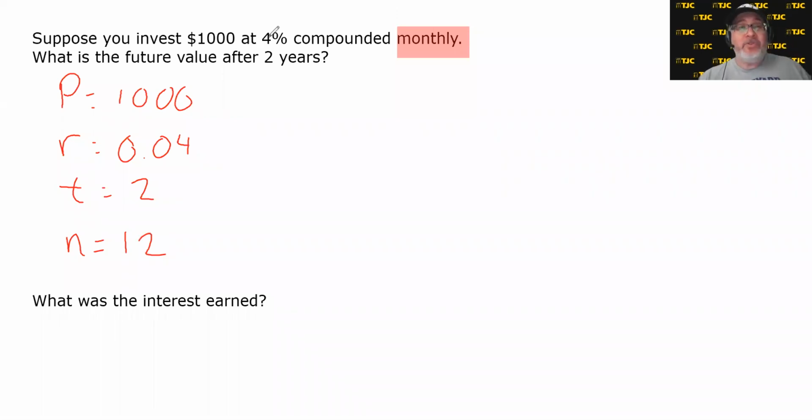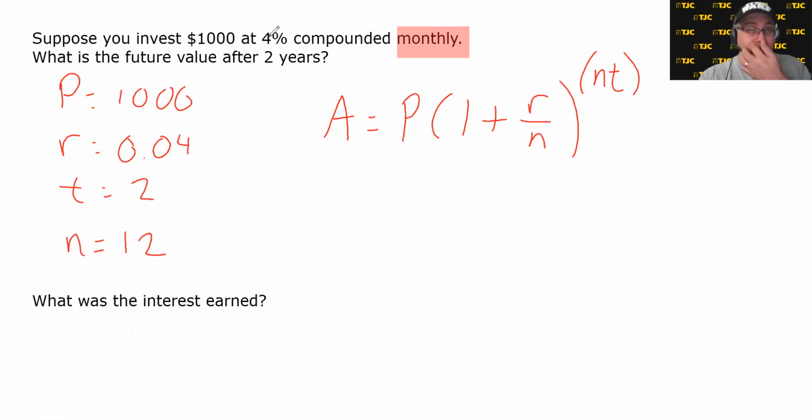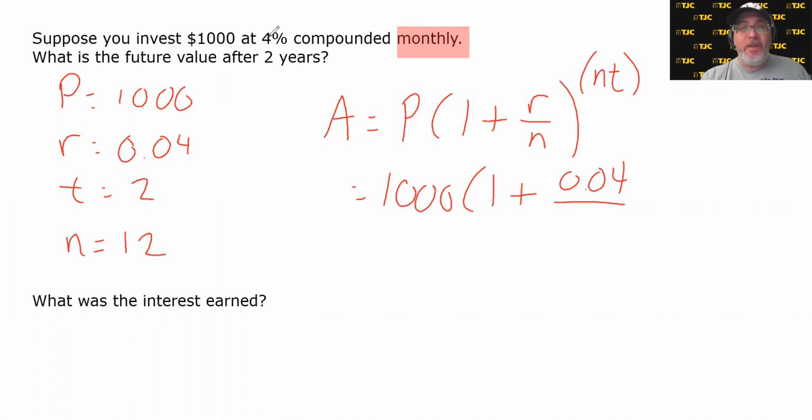We have all 4 values, so we can put them in our compound interest formula, which I will write here again. A equals P times (1 plus r over n) to the n times t power. So in this case, our principal is 1,000. 1 plus, the interest rate is 4%. Because interest is compounded monthly, n equals 12. And then the exponent will be 12 times 2.